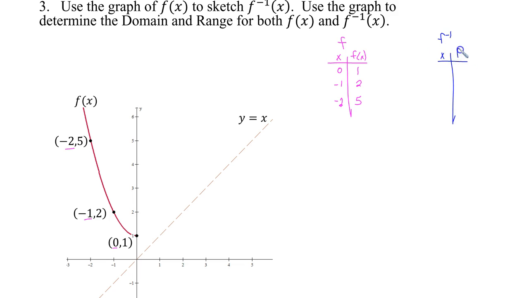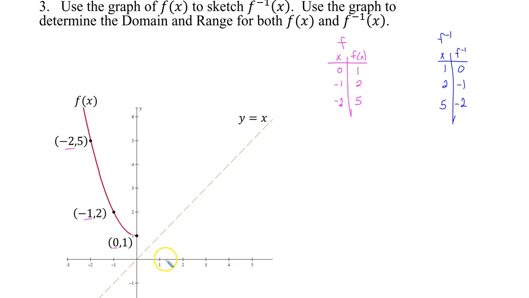So if I flip-flop these and I want to talk about the graph of my inverse function, literally I'm going to flip my x's and my y's. My y value becomes my x value, and my x value becomes my y value. So 2 is my x value. That corresponds to, yes, you got it, -1 is my y value. If 5 is my x value, what do you think the y value is? You got it, it is -2.